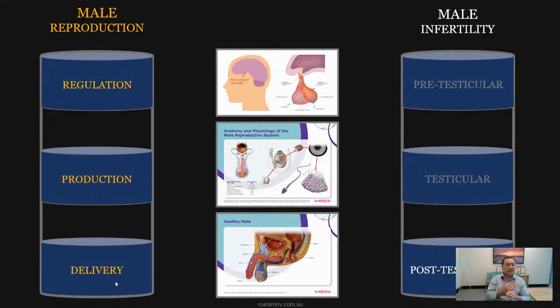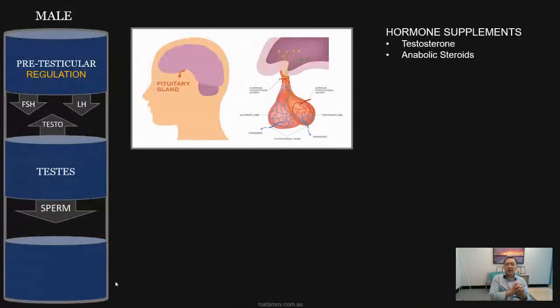So we can categorize causes of infertility into three: testicular, pre-testicular, and post-testicular. All the causes of male factor infertility can be put into one of these three boxes. And the investigation and treatment also follow according to which level is causing the problem. Okay, now let us examine step by step.